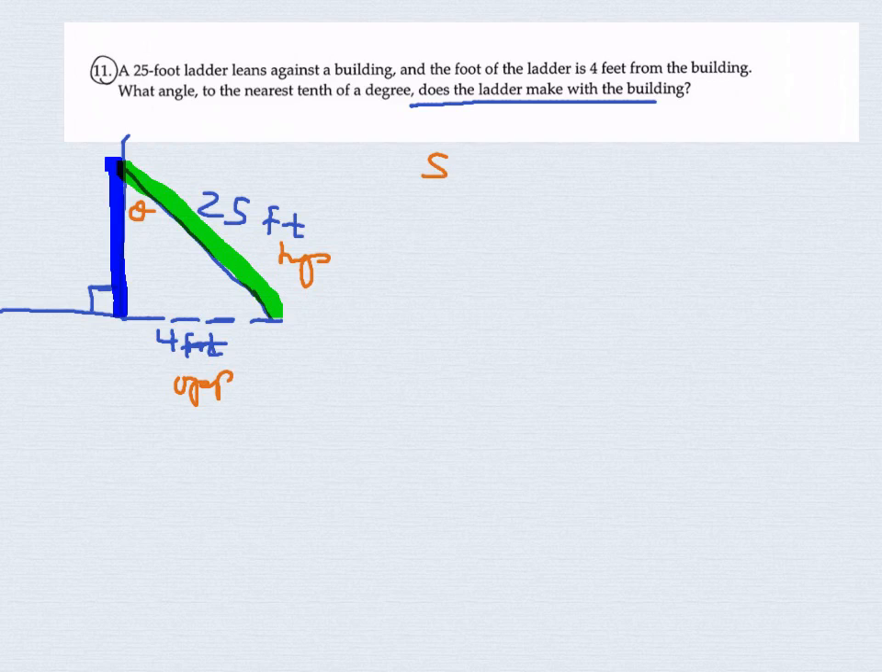So you would use one of your 3 trig ratios. The one that has opposite and hypotenuse is the sine ratio. So the sine of the unknown angle theta, or any letter A or whatever, B, C, doesn't matter, is going to equal the opposite of 4 divided by the hypotenuse of 25.